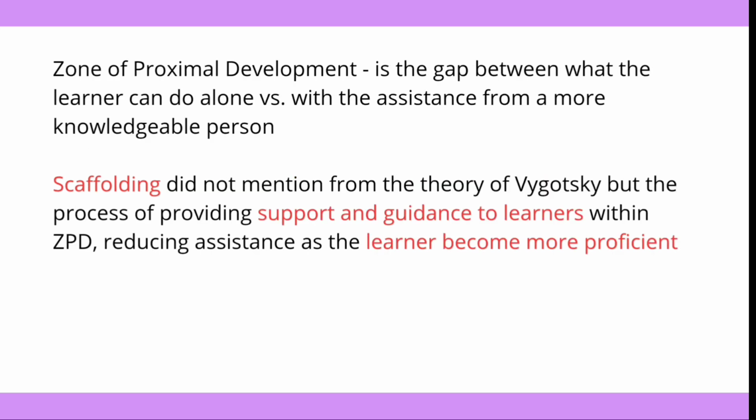The zone of proximal development is the gap between what a learner can do alone versus with the assistance of a more knowledgeable person. Scaffolding was not mentioned in the theory of Vygotsky, but it is the process of providing support and guidance to learners within the ZPD, reducing assistance as the learner becomes more proficient. It could be like a scaffolding.